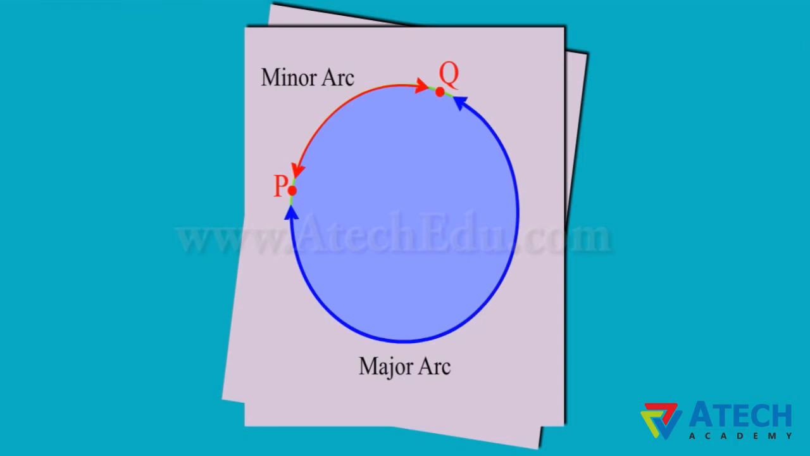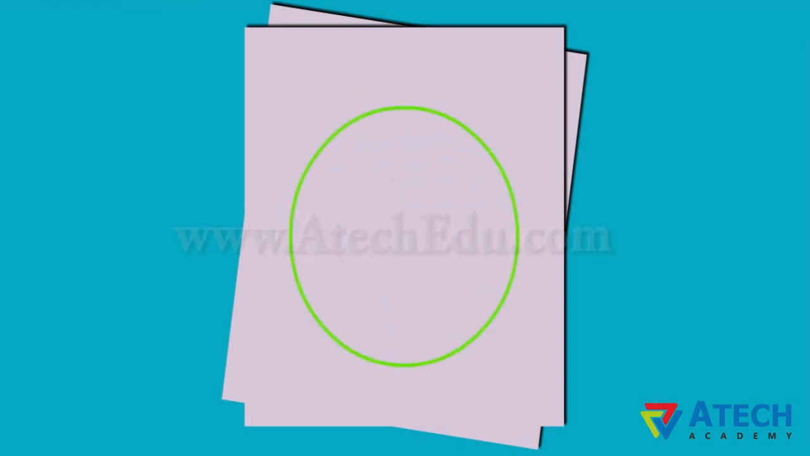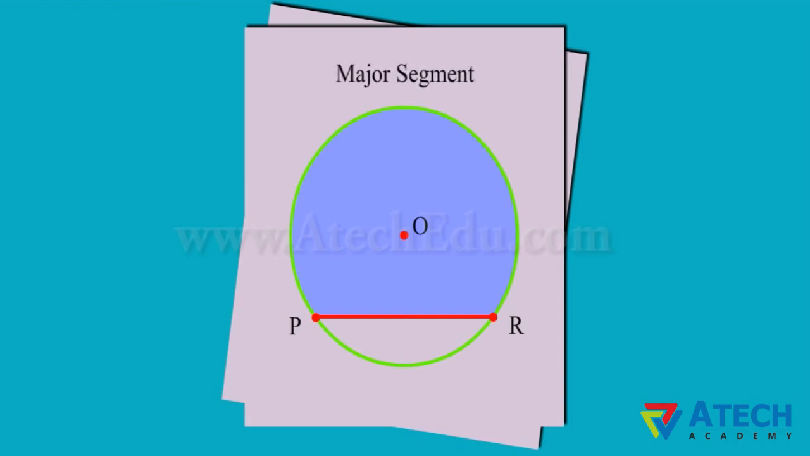When these 2 points are at the ends of the diameter, then the major and minor arcs become equal to each other and are known as semicircles. The region between a chord and either of its arcs is called segment of the circle, and depending on the arc, it is also divided as major and minor.